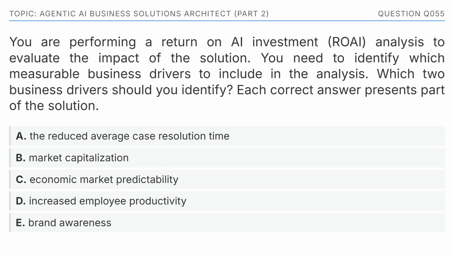Which 2 business drivers should you identify? Each correct answer presents part of the solution. The options are: Option A, the reduced average case resolution time. Option B, market capitalization. Option C, economic market predictability. Option D, increased employee productivity. Option E, brand awareness.